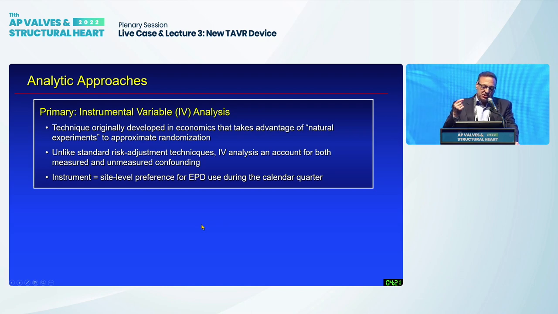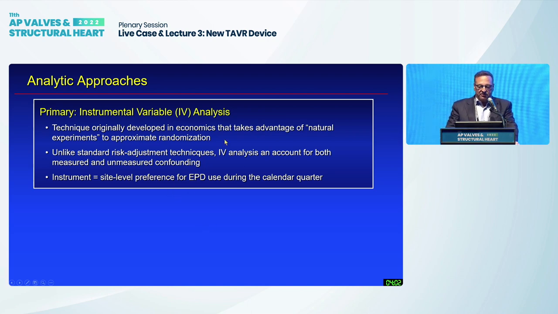Now, one thing that made this study interesting, and one of the reasons I like doing it, is we did the primary analysis by a technique called instrumental variable analysis. This is a way of analyzing data that is sort of a quasi-randomized design, and it takes advantage of differences in practice across the different hospitals rather than across the patients.